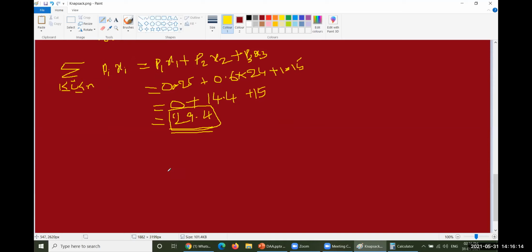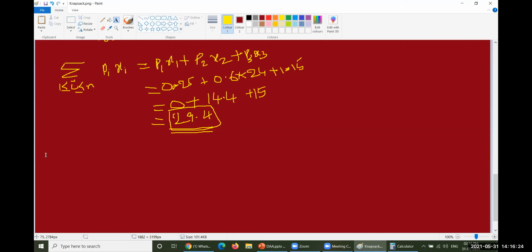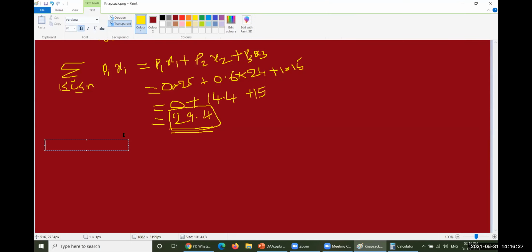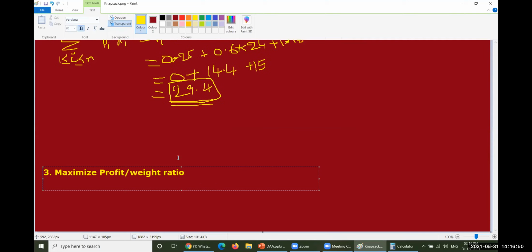The third one is to consider, what is the third one as far as your thing? Maximize the profit for weight ratio. This is the third one. Let me copy it somewhere else. The third point will be maximize profit for weight ratio. So this is the specification here.